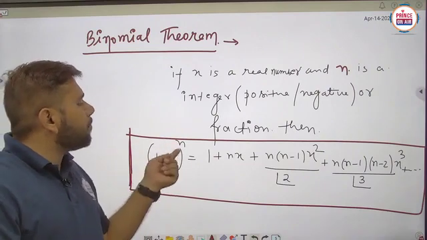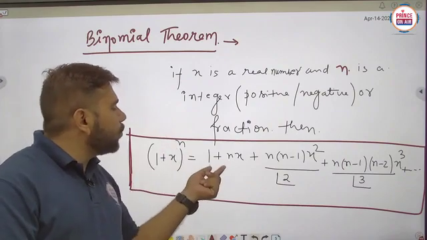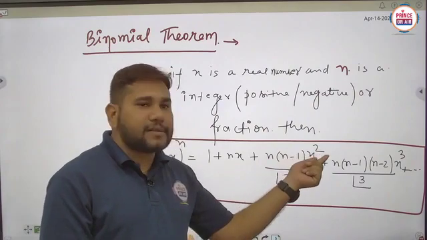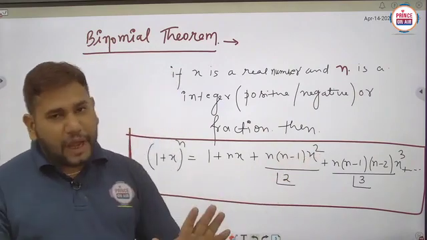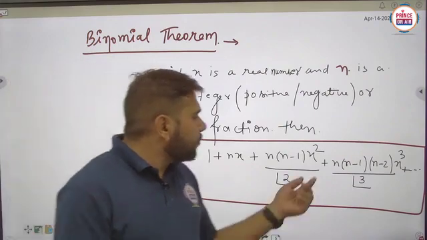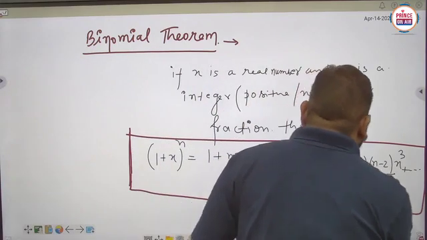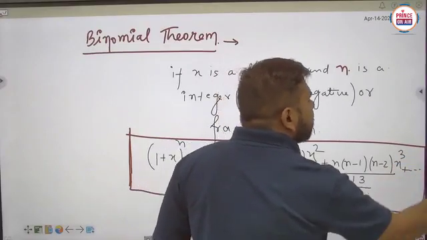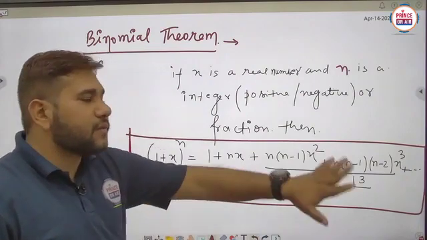1 plus x the power n is equals to 1 plus nx plus n into n minus 1 x square upon factorial 2. I will tell you how we can find out the value of any factorial number. Plus n into n minus 1, n minus 2 into x cube upon factorial 3, and so on. This equation will be continuing.